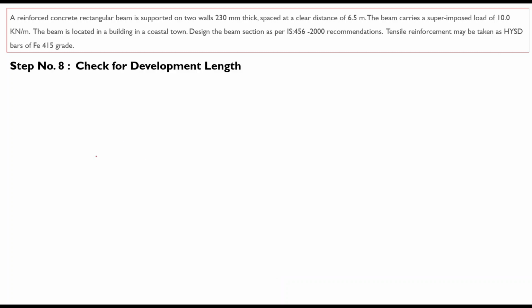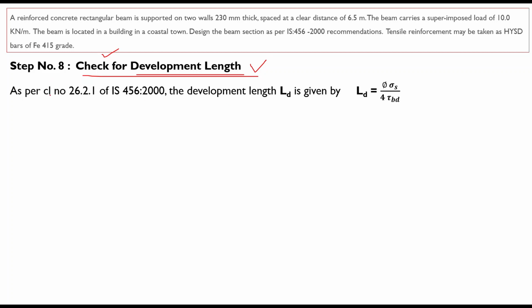Now step number 8, here we have to check for the development length, whether the section which we have chosen and the steel we have provided is able to provide sufficient development length or not. So that we have to check. We have to refer to clause number 26.2.1 of IS 456, where it is mentioned that the development length LD is given by this formula, already discussed in the previous lectures. So what is phi, what is sigma s, what is tau Vd.